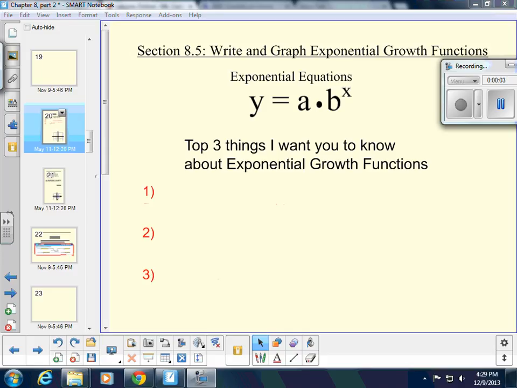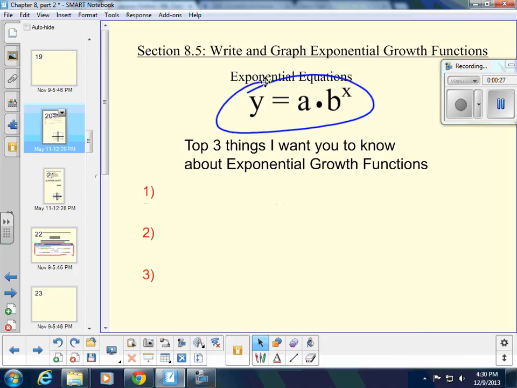Today's lesson is a continuation of section 8.5, write and graph exponential growth functions. Again, after we work with these now for maybe a day or two, I'm hoping that you have started to pick up some things from exponential growth functions, things that happen when we're dealing with their graphs or the form of the equation in general, y equals a times b to the x power.